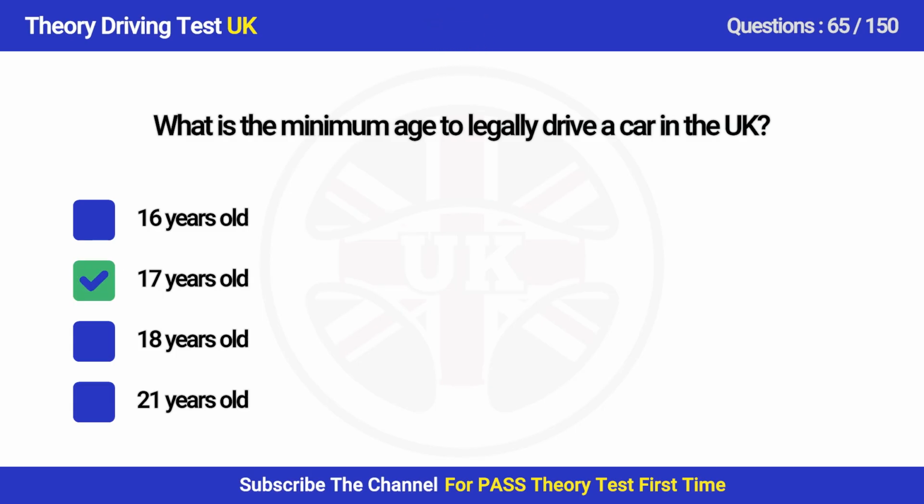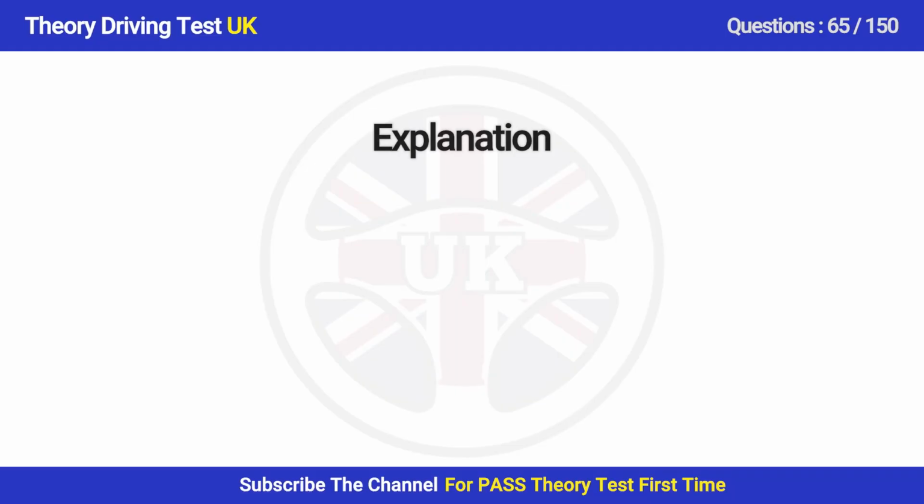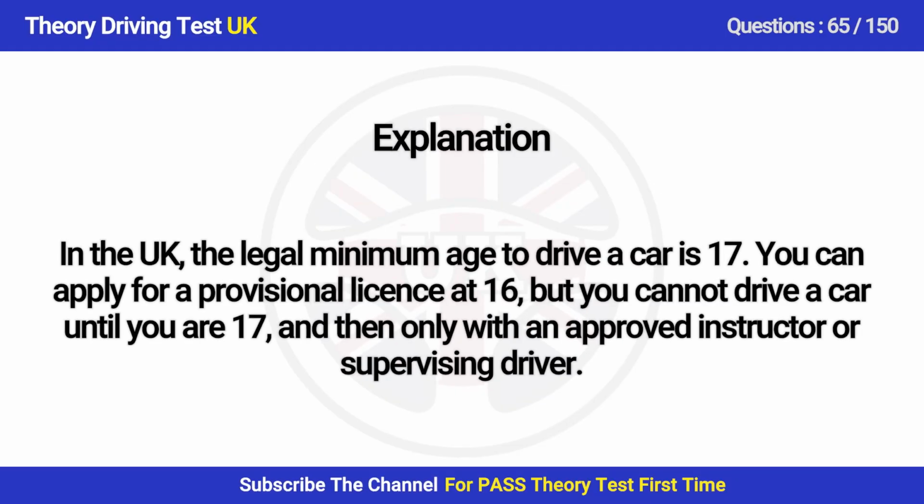Answer is B. 17 years old. In the UK the legal minimum age to drive a car is 17. You can apply for a provisional license at 16, but you cannot drive a car until you are 17, and then only with an approved instructor or supervising driver.